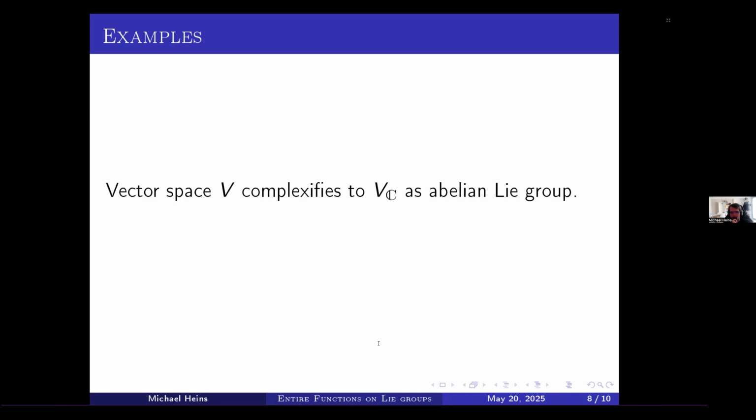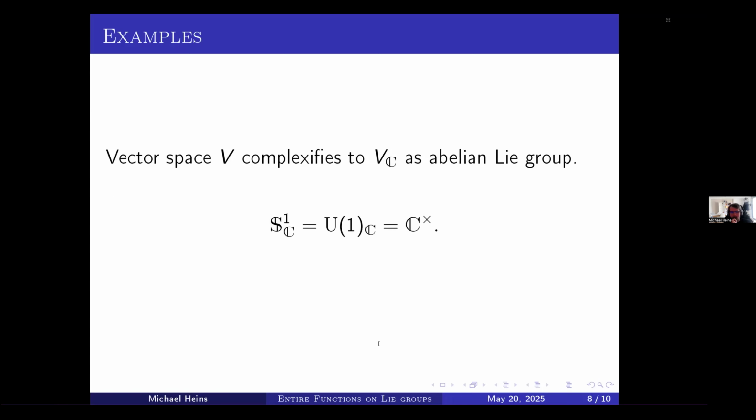So let's be quick. Okay, this I already mentioned. A bit more interesting. If you start with U1, so this kind of the unit circle in C, this is a nice abelian Lie group, and complexifying this gives you the cylinder, so C without zero. And the way you can think about this is you start with polar coordinates. The original U1 is just the angle, and the complexification now also has the radius.